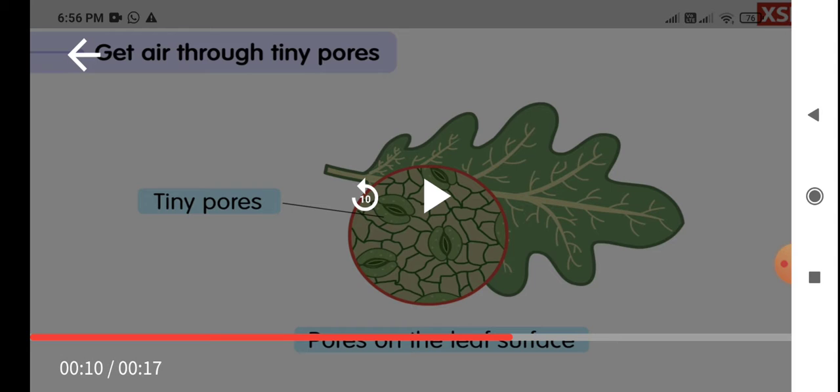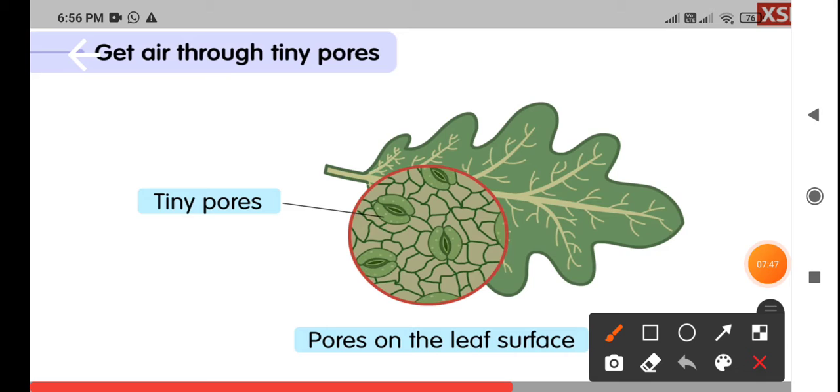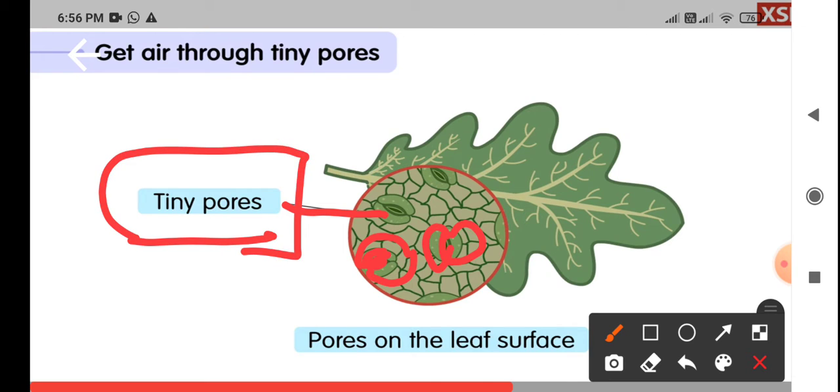that they are having small tiny pores, as just now I told you how their pores are. You can look at this picture, their pores are like this. When you see through the microscope, you can observe these very small tiny pores they are having. They are known as stomata. So through this stomata, the tiny pores, they are taking air inside.